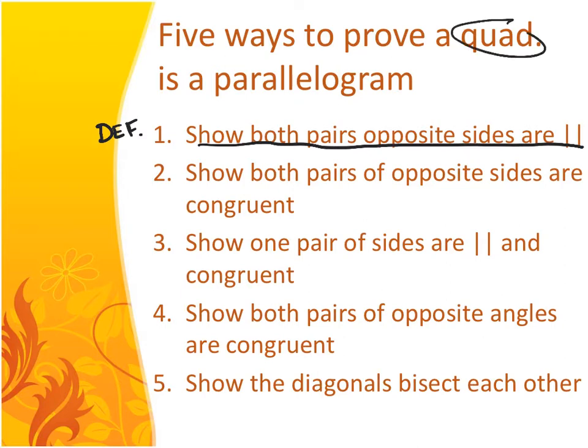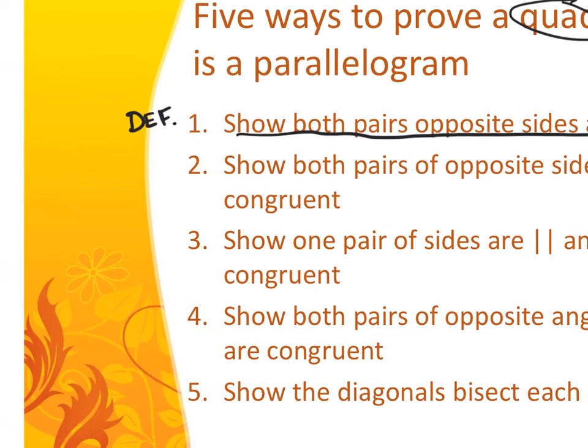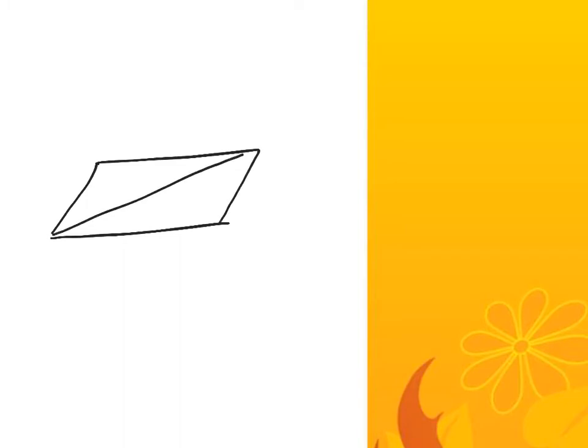First of all, it has to be a quadrilateral because it has to have 4 sides. And if it has 4 sides, then you ask, is it a parallelogram? Well, the first thing is, can you show me that both pairs of opposite sides are parallel? Now, it doesn't have to be directly shown. For example, I might have something like this. This right there is enough to show me that both pairs of opposite sides are parallel.